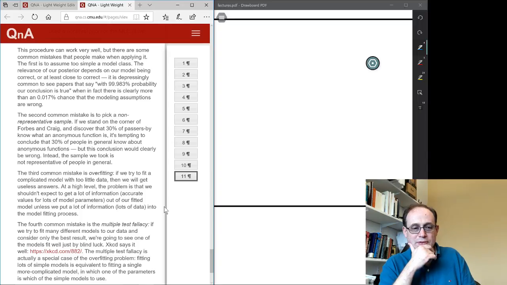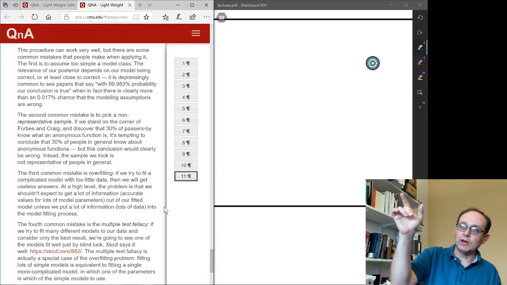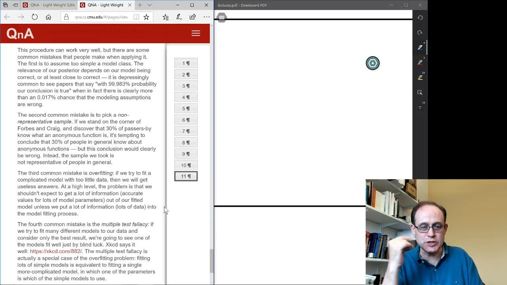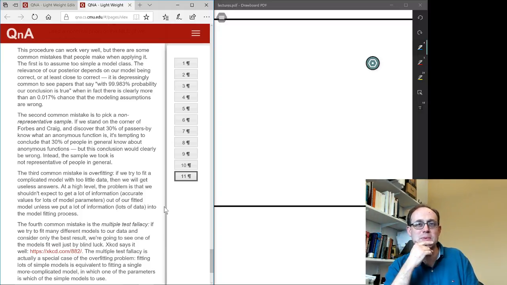All right, the second mistake people often make is to pick a sample that isn't representative of the population that they want to reason about. Right? So, for example, if I stand on the corner of Forbes and Craig over that way, and do a survey and ask passersby if they know about anonymous functions, and let's say 30% of passersby say yes, I use them all the time. You might be tempted to conclude that 30% of people in general know about anonymous functions, but you would be wrong because your sample at the corner of Forbes and Craig is not representative. Right? You get a whole bunch of CMU students walking by, and they're more likely by far than the average person to know or care what an anonymous function is.